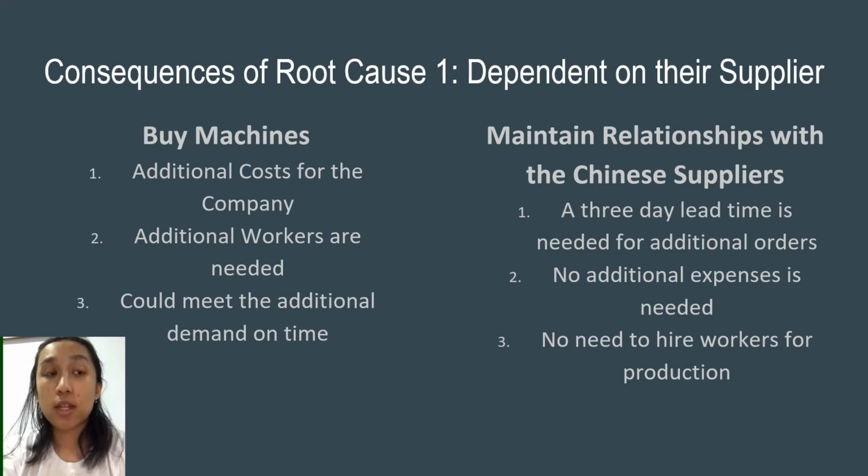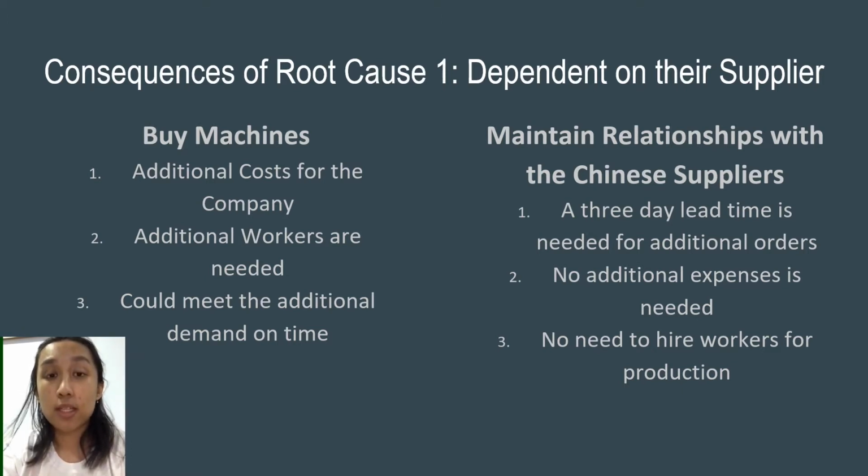First is alternative 1, which is buy machines. This will be an additional cost for the company, with additional workers needed to maintain the machines, but they could meet the additional demand on time, which is a big plus for the company.